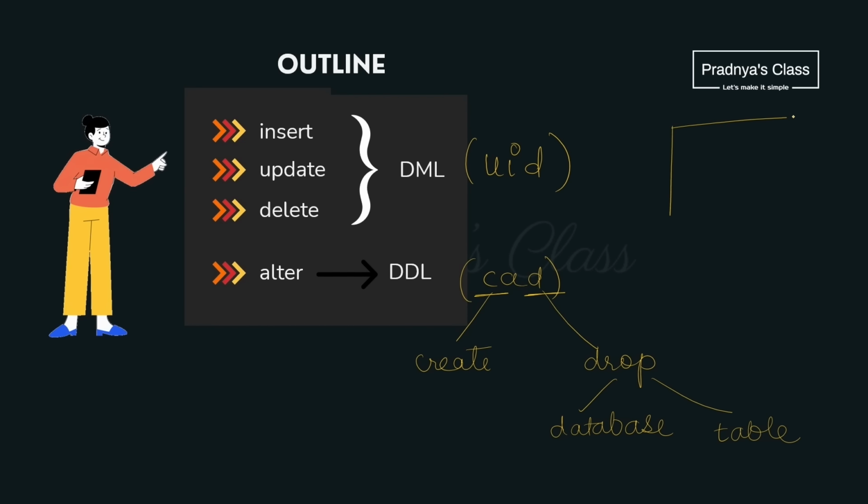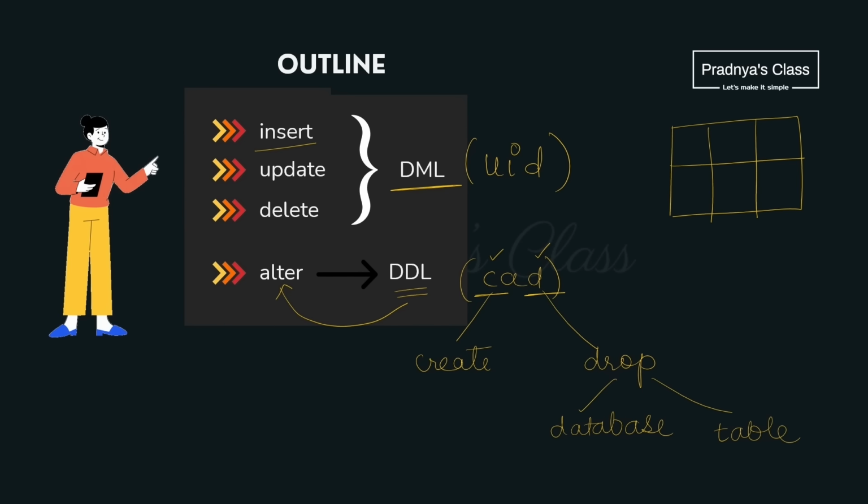With the create command we created the table, but that table will be empty. Now we need to insert the records into it. For that we will be using insert command. So these 3 DML commands, that is insert, update and delete, we are gonna discuss. From the category of DDL command we already discussed create and drop. But the discussion of alter command is remaining, that also we will do.